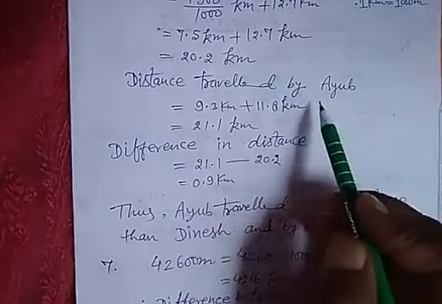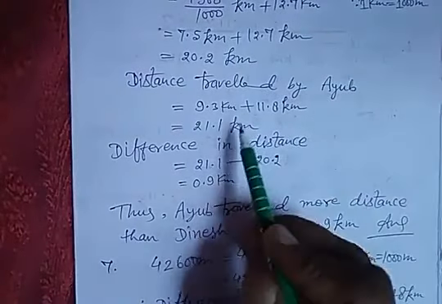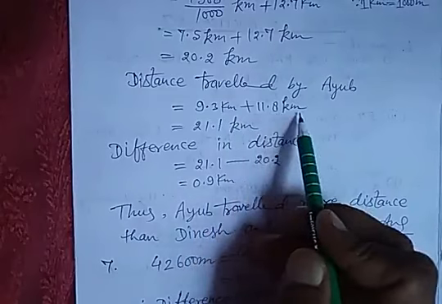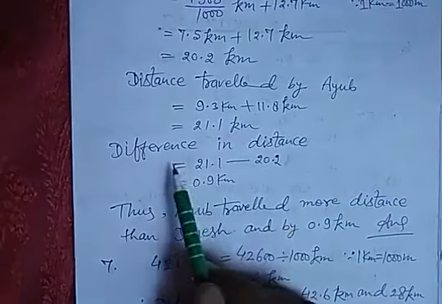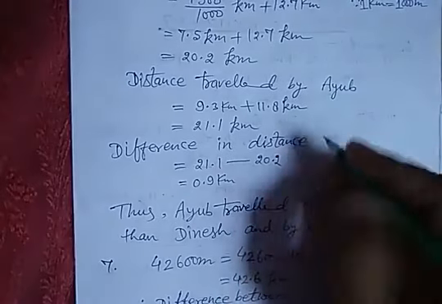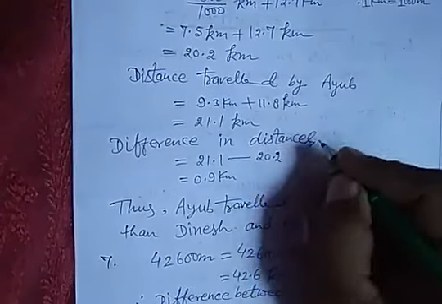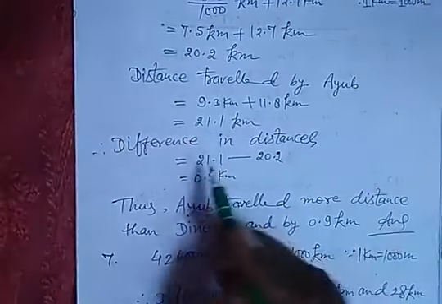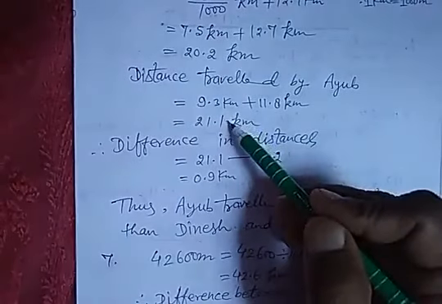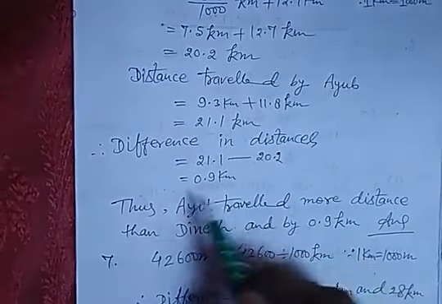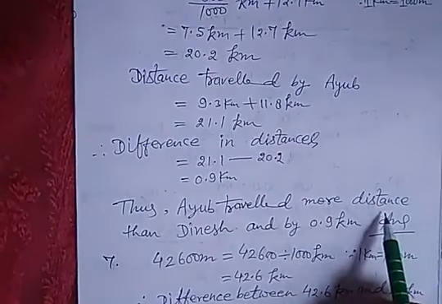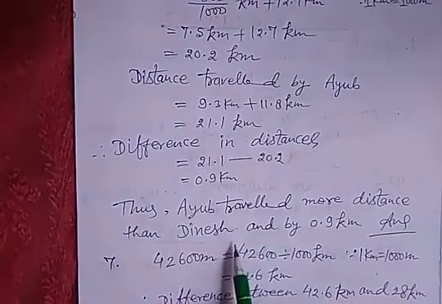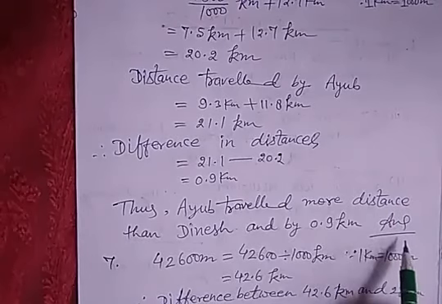Now, distance traveled by Ayub is equal to 9.3 kilometer plus 11.8 kilometer is equal to 21.1 kilometer. So difference in distances is equal to 21.1 minus 20.2 is equal to 0.9 kilometer. Thus Ayub traveled more distance than Dinesh and by 0.9 kilometer. This is answer.